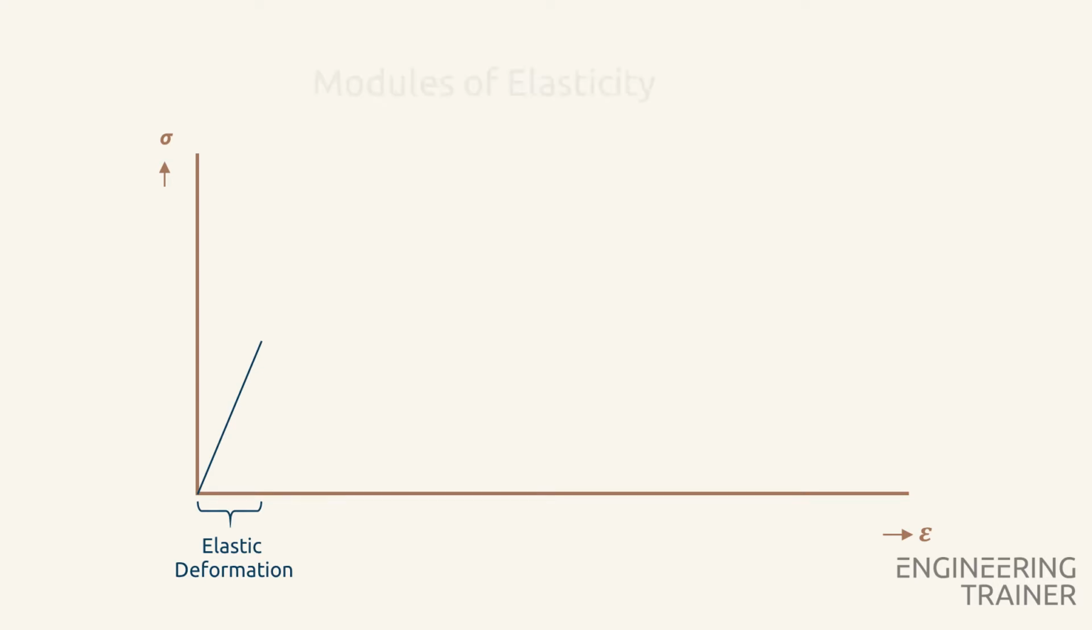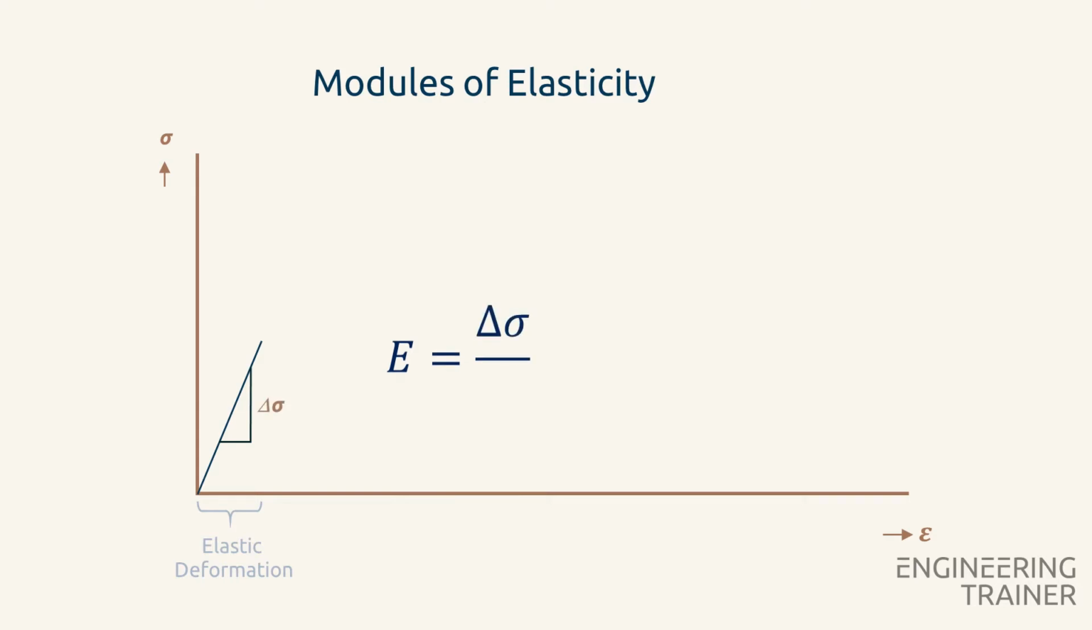Based on this line, the modulus of elasticity of the material can be calculated. This modulus, E, is defined as the slope of the linear section, so delta sigma divided by delta epsilon. The modulus of elasticity is also referred to as the E modulus or the Young's modulus. The relation delta sigma divided by delta epsilon is called Hooke's law.